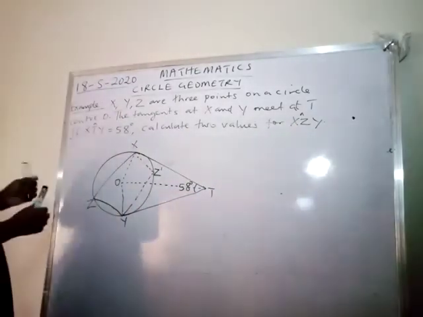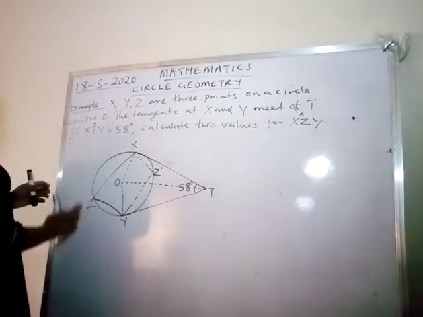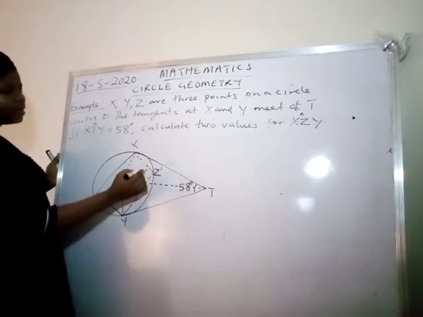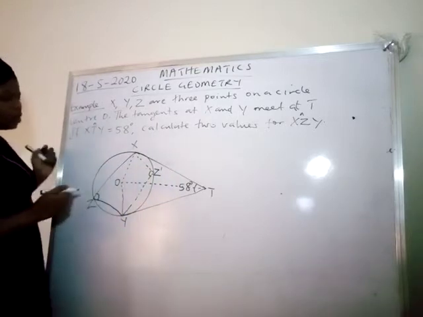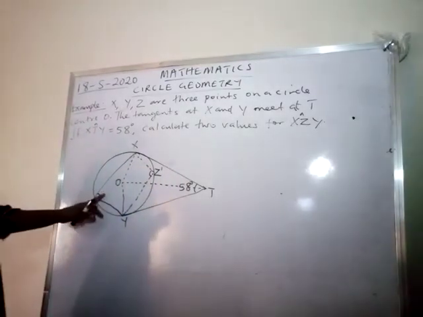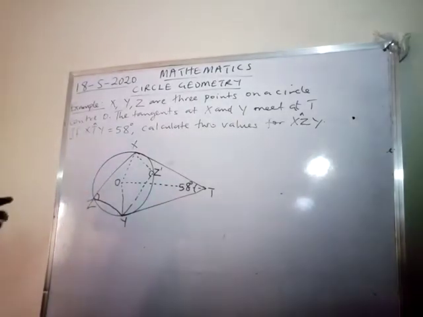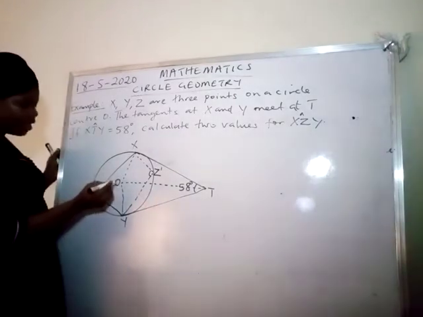Now, if you look at Z, you want to find the angle here, and let's take this one as X prime. You want to find what is here. So, we want to find the two values for this and this. Now, the next thing we need to do is to look at the diagram carefully. From the diagram, we know that this is the center of the circle.